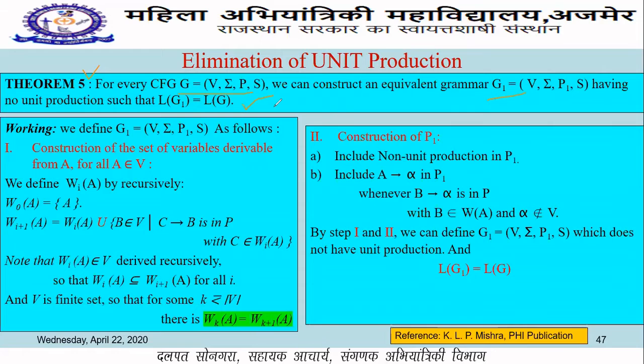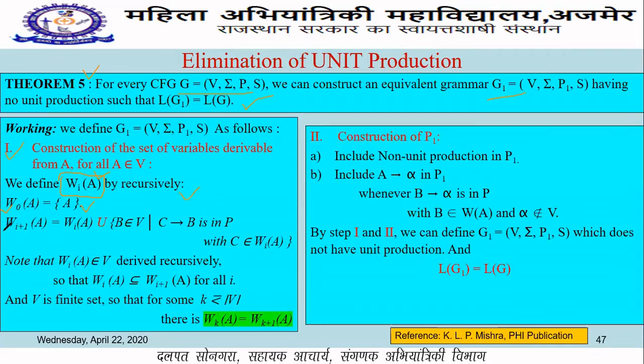So this theorem has two steps. In the first step, we construct, for each variable in a grammar G, a set of all derivable variables, which is indicated by WA. This WA represents the set of all variables that is derived by A. Okay, so initially each variable is derivable by itself. So W0 of A has A only, and this is a recursive process.